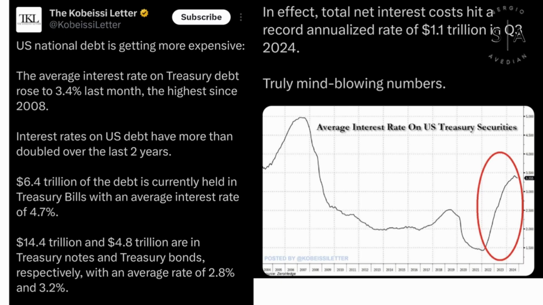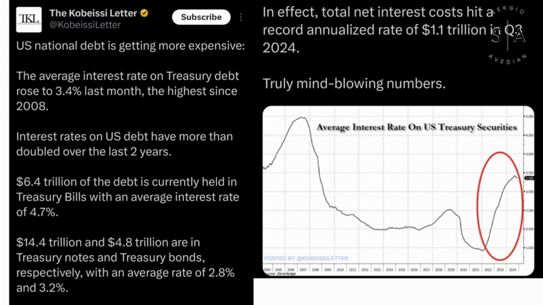The average interest rate on Treasury debt rose to 3.4% last month. And there's a Kobeissi Letter. I follow him on Twitter. Please go do so. Look at this chart. This is what we need to pay the world, pay the pension plans, whoever's holding this debt, whoever's holding this bag, right? We need to pay more and more and more and more interest.